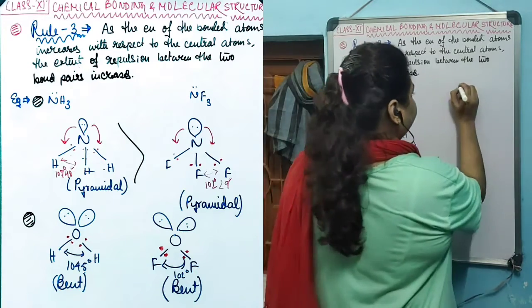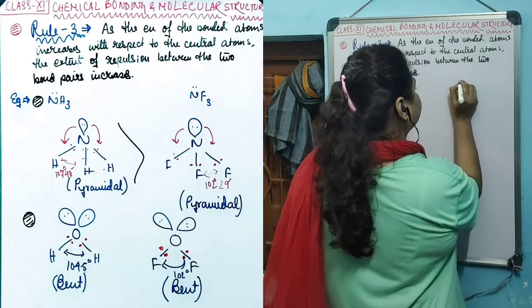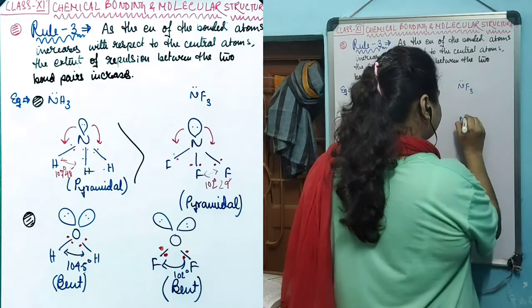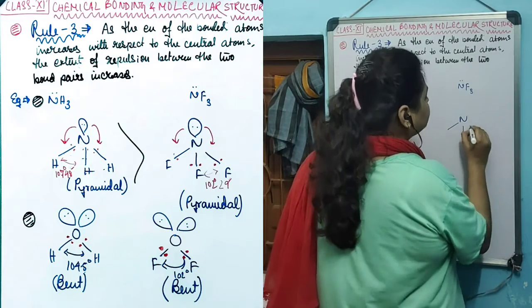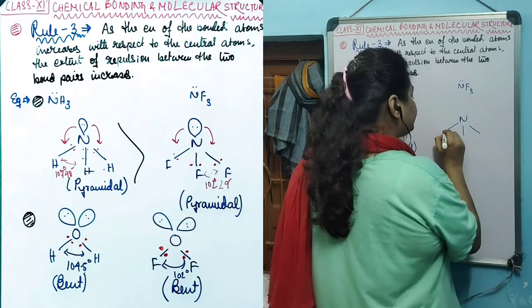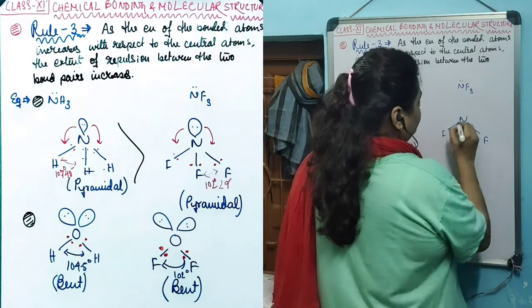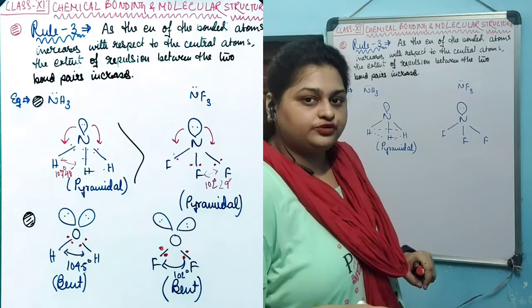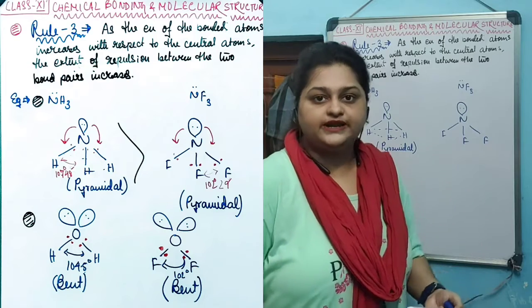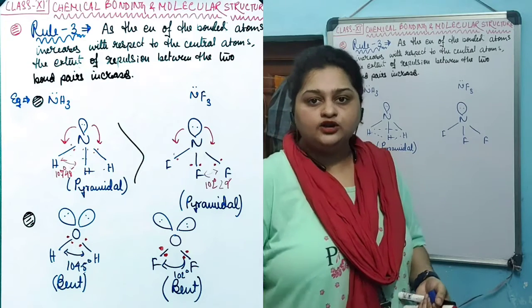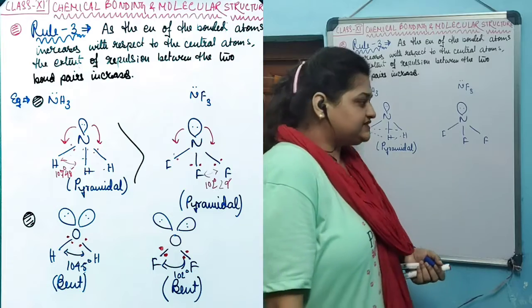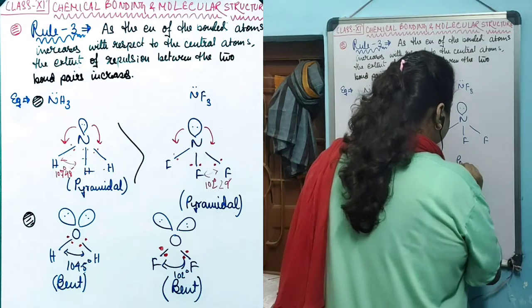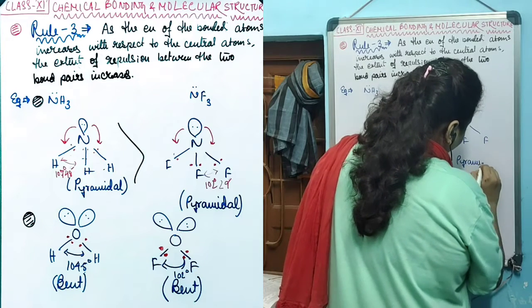Let's study another one, NF3. In NF3, nitrogen is again the central atom. Again there are 3 bond pairs between nitrogen and fluorine and 1 lone pair on the nitrogen. So there are a total of 4 electron pairs around the nitrogen, which should have been a regular tetrahedral, but as there is 1 lone pair instead of a bond pair, this is a distorted tetrahedral shape known as pyramidal. So this is again a pyramidal shape.